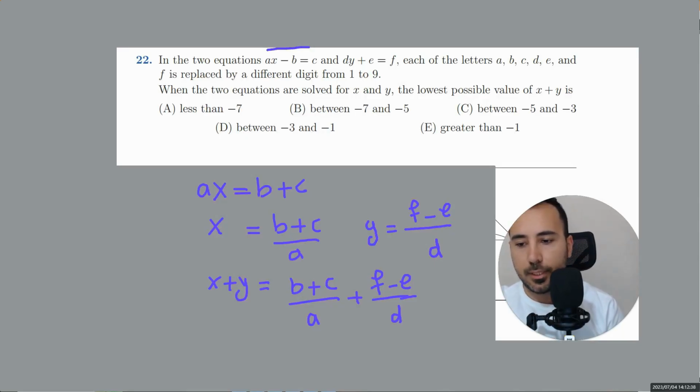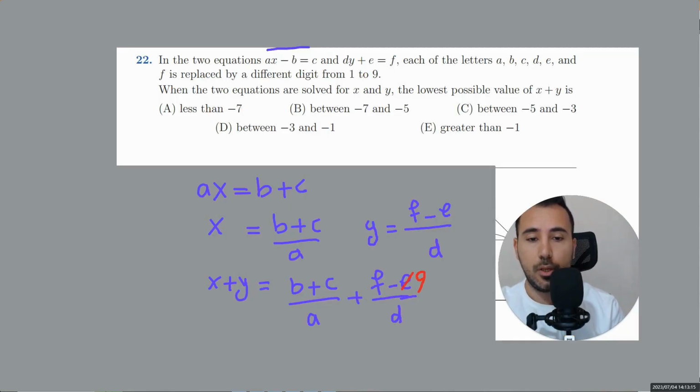You see that this left expression, everything is positive, right? So we want to make this one as low as possible. But we have this negative over here, negative e. We want to make e as high as possible because we have a large negative. So to make this as low as possible, I'm going to assign 9 to this.